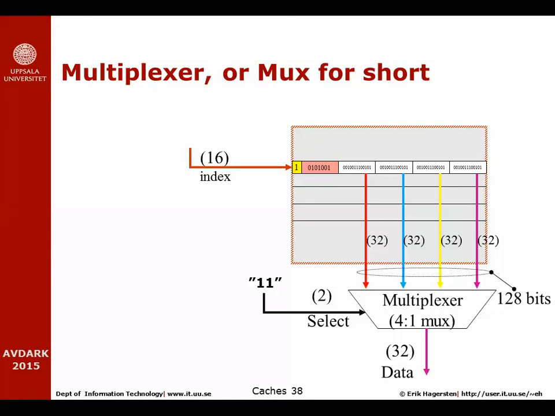We will use this kind of multiplexer boxes of different width quite a lot in this course. And of course, it's 2 to the power of 2, which is 4. So with 2 select signals, you can choose 1 out of 4.